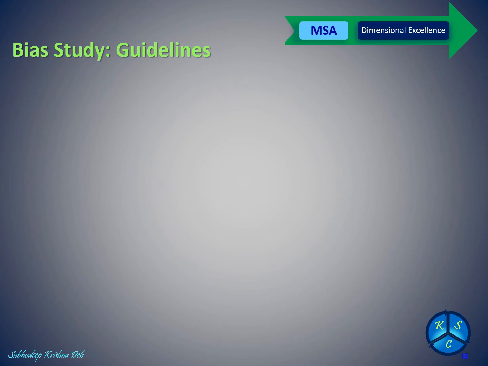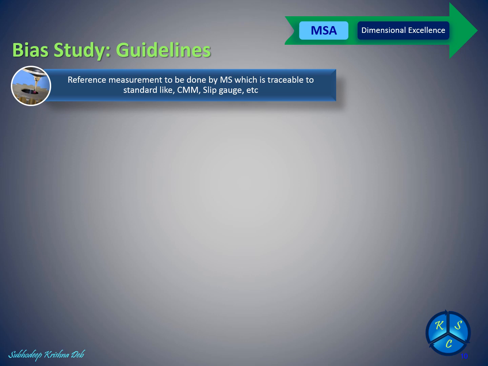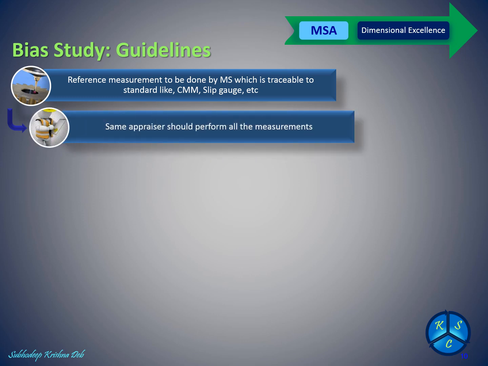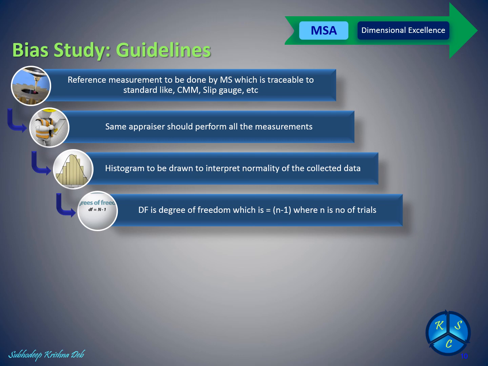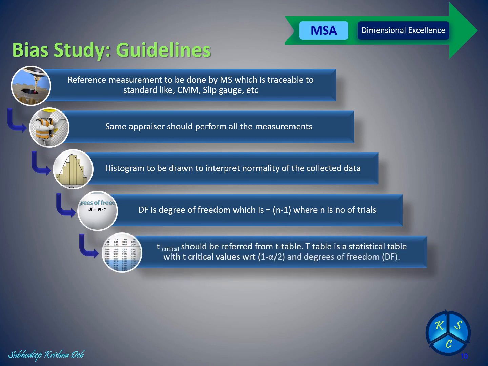So again, there are some set of guidelines which we need to strictly adhere to get the expected outcome of the study. So first of all, as we discussed previously also, traceable equipment should be used for doing the reference measurement, and the same appraiser should do all the measurements during the study. And the third is the histogram, as I mentioned earlier also, which is used to interpret the normality of the collected data. Now DF is the degree of freedom. This also I mentioned in the previous slide, wherein it depends upon the number of trials, where it is equal to n minus 1. And T critical is a value from the T table, which is a statistical table.